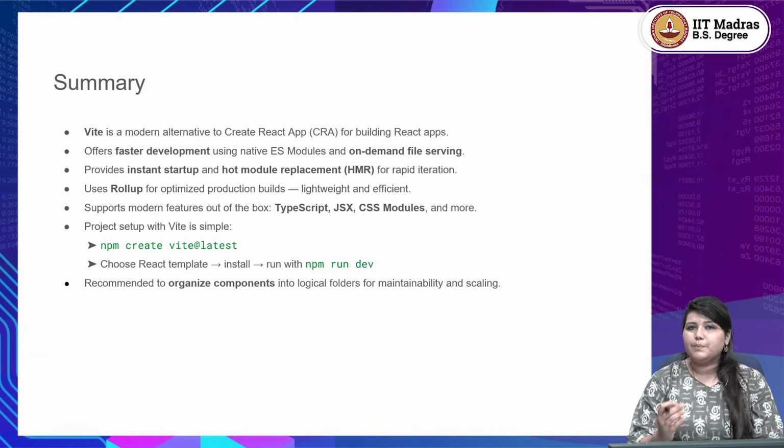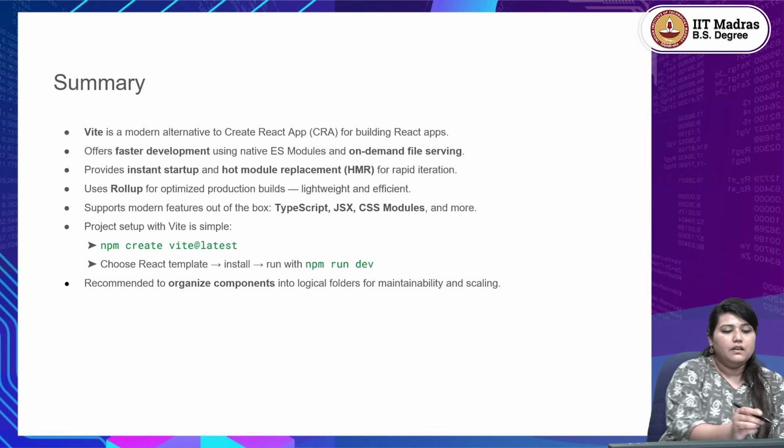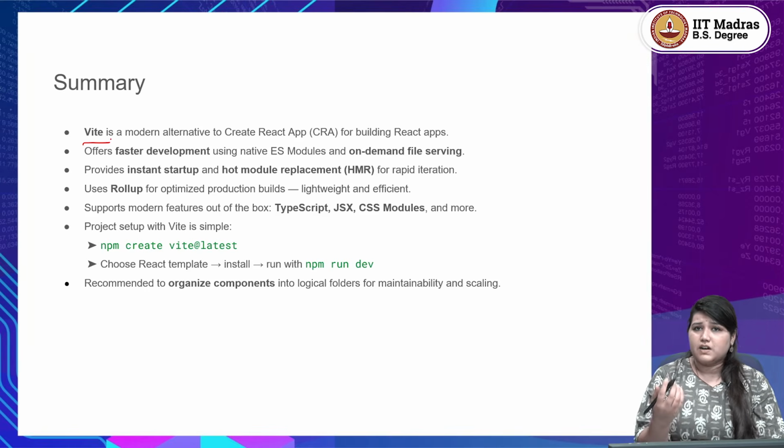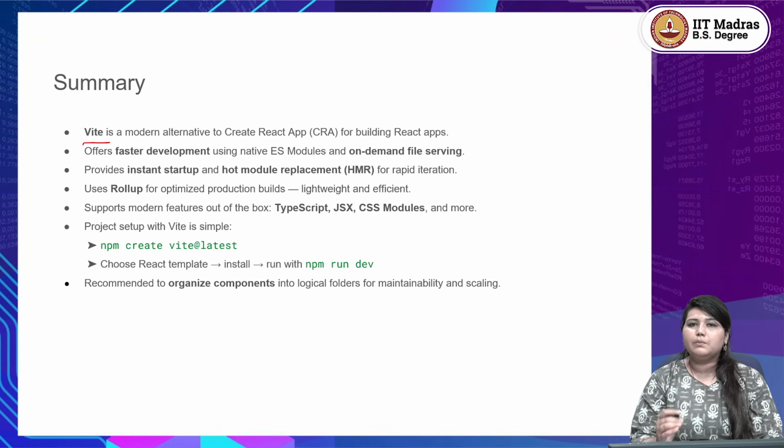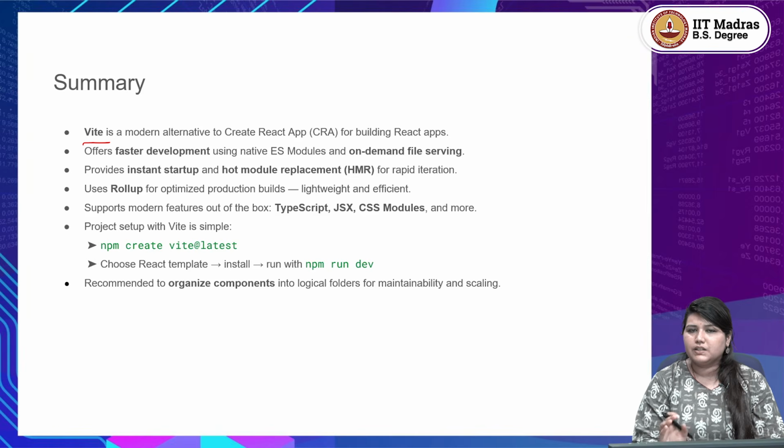Now let's wrap up what we have covered in today's session. You have learned why Vite is faster, thanks to native ES modules, on-demand serving and optimized production builds using Rollup. We went through a hands-on demo setting up a React project with Vite, running the dev server and exploring the file structure. In short, Vite is a tool built for the modern web, offering speed, simplicity and scalability, and it's a great way to kick off your React projects.